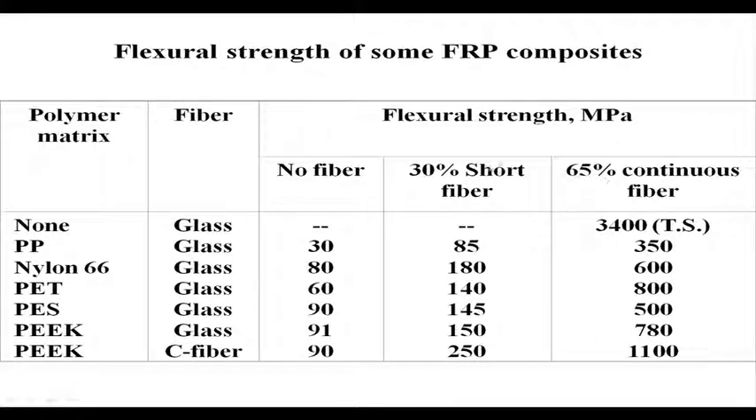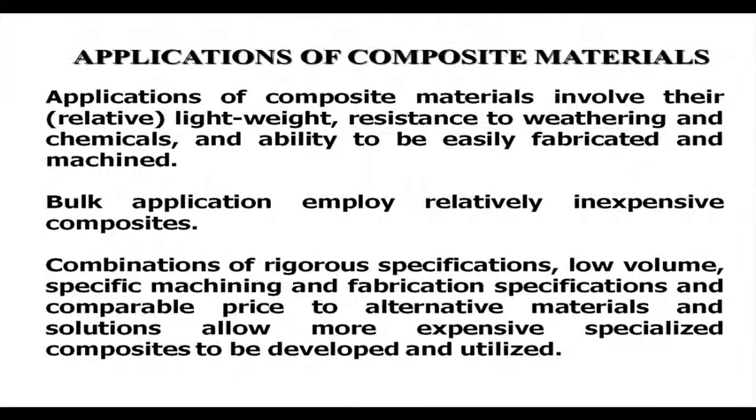And if somebody can use a higher amount of fiber, you see the further increment in properties. Here with PEEK and carbon fiber, the flexural strength is 1100 megapascal. So, it indicates that these high performance polymer matrix with carbon fiber can be a very good pair for high performance composite.